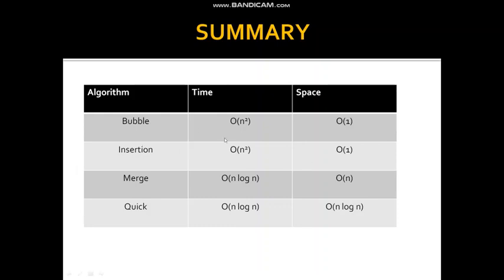And this is the summary for all the algorithms we studied. First is bubble sort. The time is big O of n square and space will be big O of 1. For insertion sort, big O of n square time will be required and big O of 1 space will be required. In merge sort, time required will be big O of n log n and space will be big O of n. Similarly, for quick sort, the time is big O of n log n and space will be big O of n log n.